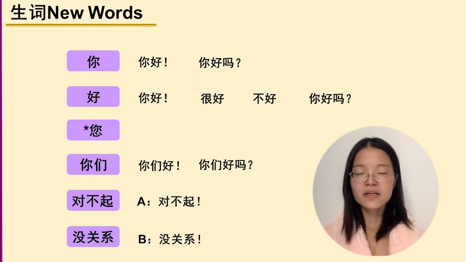您, it is the respectful appellation word in Chinese, which also refers to you. 你们, it is the plural form of you. When you say hello to more than one person, you can say 你们好, 你们好吗. 对不起, which means sorry. 没关系, no problem.